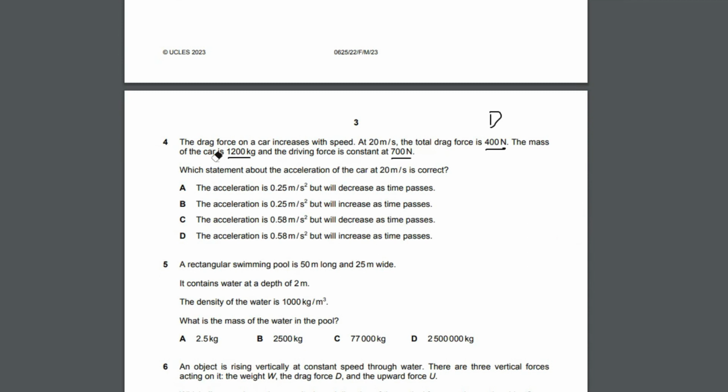Now next, they have also given us the mass of the car. So we know the formula is force equals mass times acceleration, and we want to find the acceleration. So acceleration equals force upon mass. So it would be 300 divided by 1200, which comes out to be about 0.25 meters per second square.